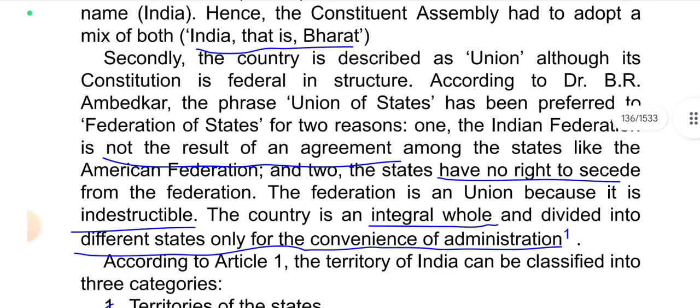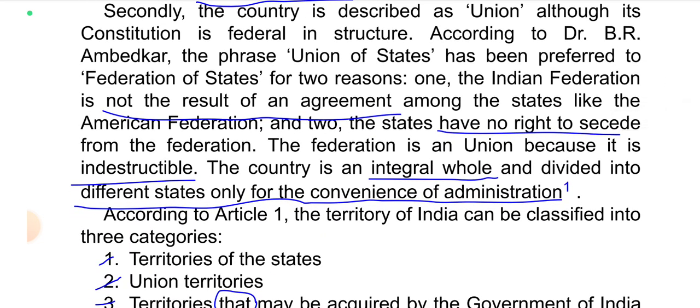Secondly, the country is described as union, although its constitution is federal in structure. According to Dr. B.R. Ambedkar, the phrase union of states has been preferred to federation of states for two reasons. One, the Indian Federation is not the result of an agreement among the states like the American Federation. And two, the states have no right to secede from the federation. The federation is an union because it is indestructible. The country is an integral whole and divided into different states only for the convenience of administration.